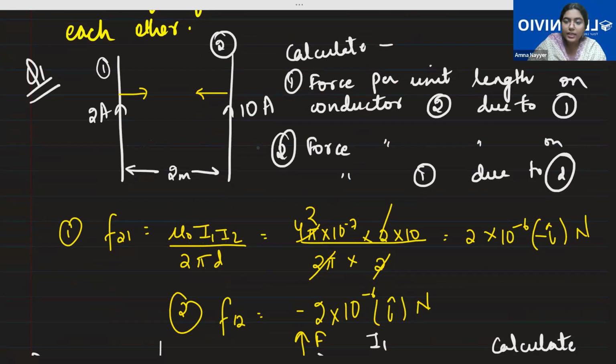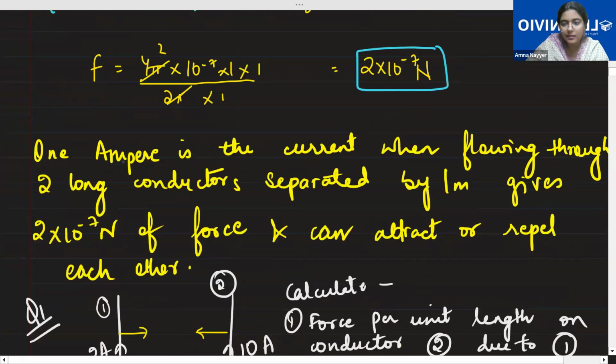Because see, current is flowing in the same direction in both the wires, right? So they'll attract each other. One will go towards the right, two will go towards the left. Okay, is this topic clear?